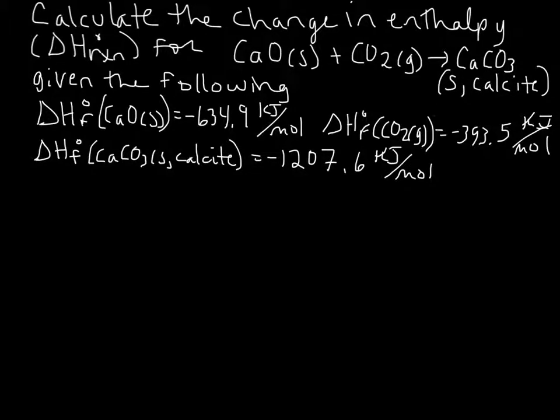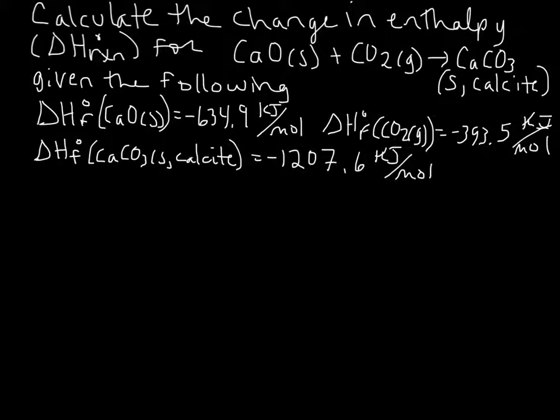Okay, so now we're going to do an example of calculating the change in enthalpy for a reaction using standard enthalpies of formation. So here's a typical problem. Calculate the change in enthalpy, or the delta H reaction, for the following reaction, which is calcium oxide solid reacting with carbon dioxide to make calcium carbonate in the calcite polymorph.